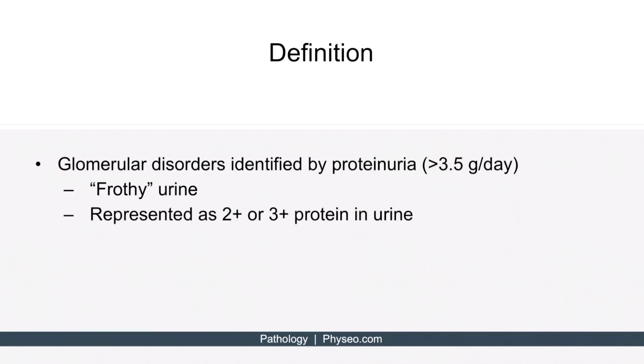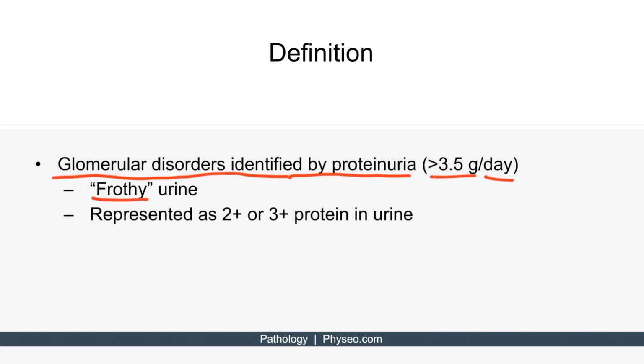Nephrotic syndrome is defined as glomerular disorders identified by proteinuria. For the disorders to be classified as a nephrotic syndrome, the patient must present with greater than 3.5 grams of protein in his or her urine over the course of 24 hours, or a day. And this is an important number to remember.